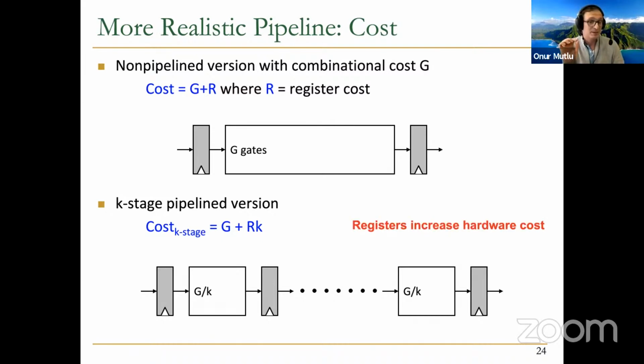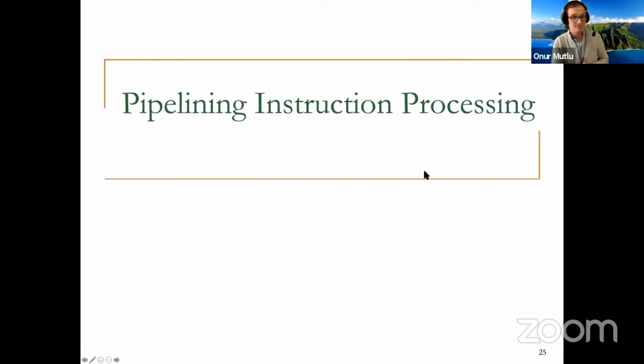Okay, but keep in mind that there are also other overheads. In addition to increasing combinational overheads, clearly register overheads and sequencing overheads also increase when you increase the number of pipeline stages. Okay, now let's go into pipelining instruction processing.